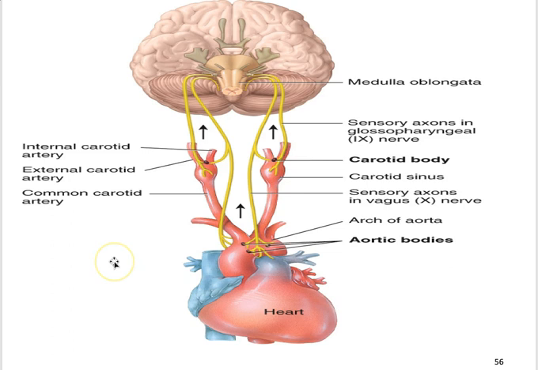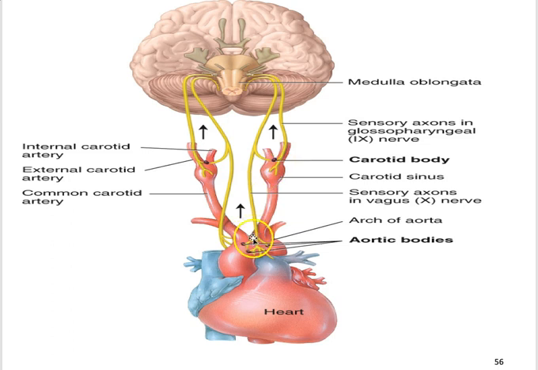Here is an image from inside your textbook where you can see the aortic bodies, and you can see the sensory axons of the vagus nerve. Along with the glossopharyngeal nerve, they're working to collect primarily carbon dioxide and hydrogen proton concentration. They do detect oxygen concentration as well, but it's not nearly as important to your respiratory groups.